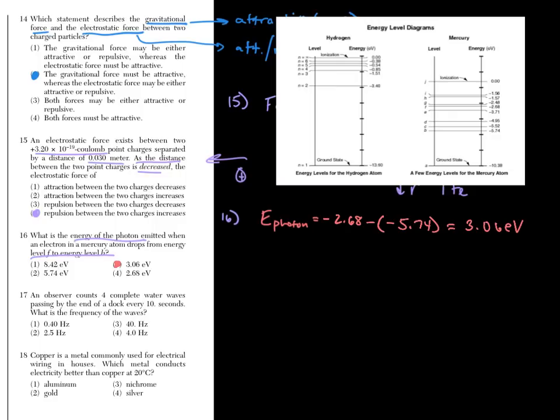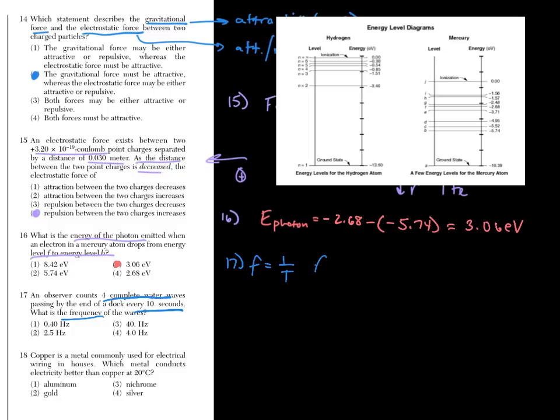All right, number 17. Let's talk about waves this time. The observer counts 4 waves every 10 seconds. We're looking for frequency. On the reference table, they give you this, but that's if you have the period and you could get the frequency, and vice versa. But we don't have either.